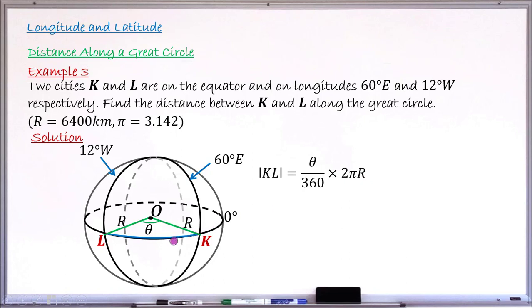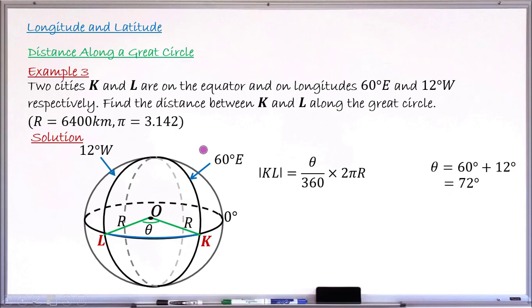So in this case, the 2 points happen to be on the equator. Then the angle theta will now be the difference in their longitudes, and these longitudes happen to be in different hemispheres, that is east and west. So we now add the two longitudes to get this angle theta. So theta will now be the longitude of K, 60, plus the longitude of L, which is 12. That addition correctly will be 72.